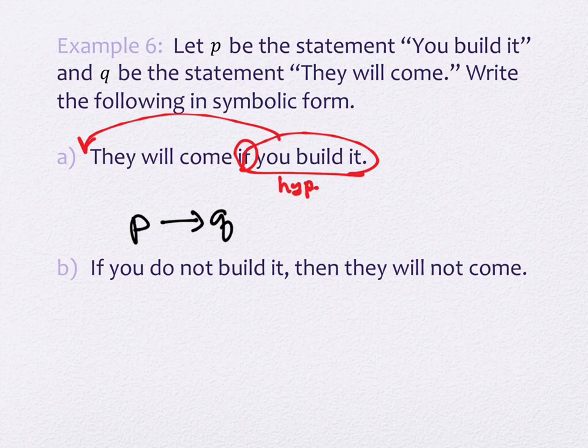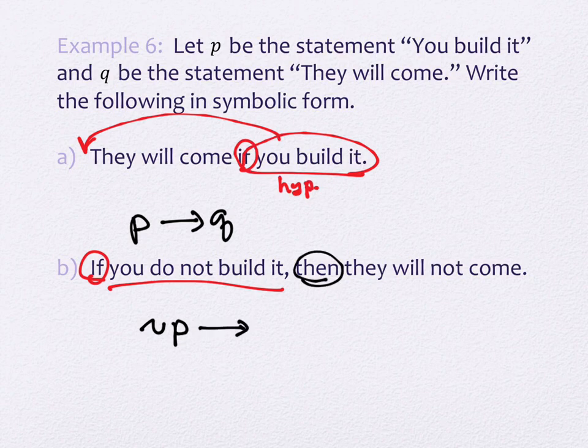The next one has the if at the beginning, so we don't have to move anything around. We just start here with if. It says, if you do not build it, how will I represent that in symbols? Tilde P. Then I have the word then, that's my arrow. It says, they will not come. What would that be? Tilde Q. So tilde P implies tilde Q.